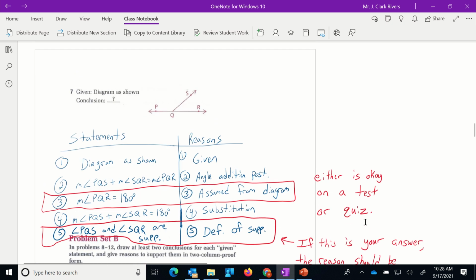Wait, so would you take off a point if we use number 2? If you did this right here, or if you did this. Yeah, the second. Okay.